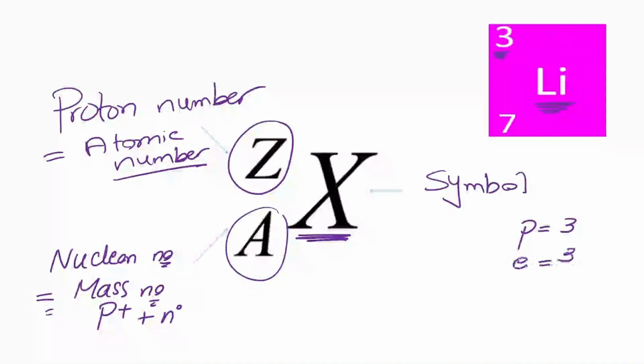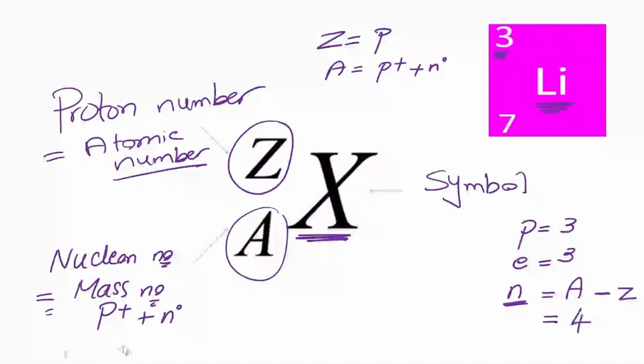What about the electrons? 3 electrons as well. What about the neutrons? How to calculate the neutrons? We know that here the proton number is the number of protons. So Z is equal to the number of protons. A is equal to the number of protons plus the number of neutrons. So how to find the neutrons? Neutrons is equal to A minus Z. This is how we get the number of neutrons. So it's equal to 4.